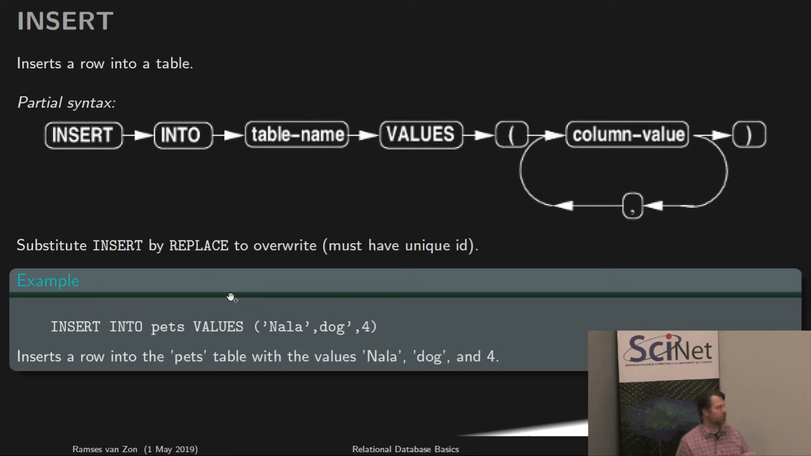If you want to change an existing row, you have to use replace. But there has to be a way that it can identify that this was the one you wanted to overwrite. And we'll talk about unique IDs a little bit later, but that's what you need to be able to replace something. Because who knows, if I want to do this again, maybe you have two dogs that are called Nala. It's a possibility. And they might be born in the same year.